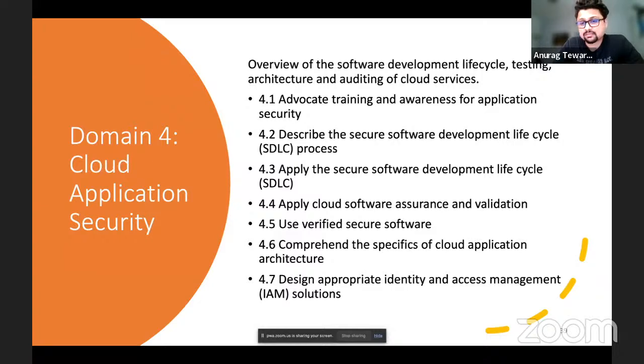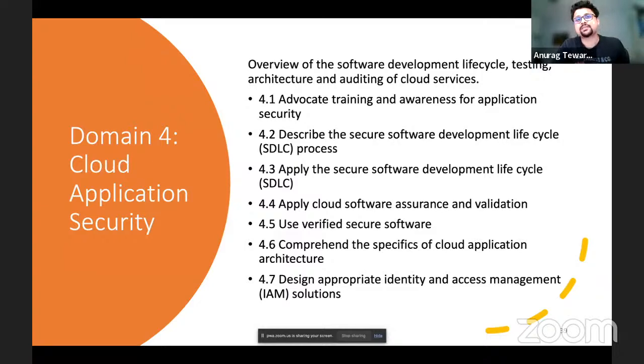And then it talks about some very specific cloud application architecture. So it introduces you to the concepts of what are microservices, what is cloud native application, serverless concepts, and so on and so forth. And lastly, it talks about the appropriate identity and access management solutions when you're trying to secure applications. So how do you use identity and access management methods?